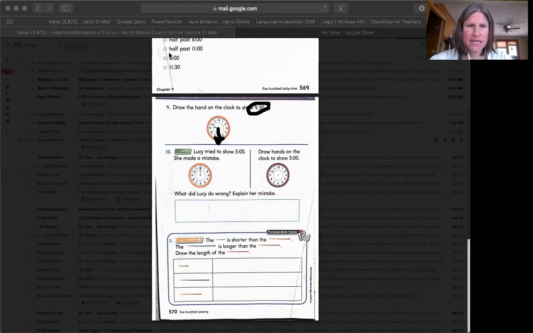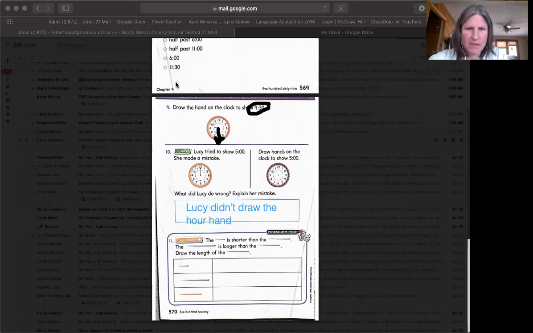I'm going to go up to my text here, and I'm going to try to click here. Thanks for your patience, guys. What did Lucy do wrong? Lucy didn't draw the hour hand or the shorter hand.